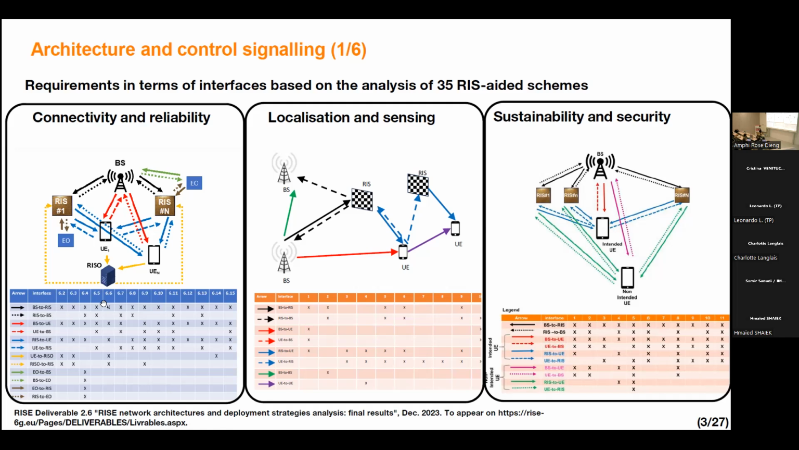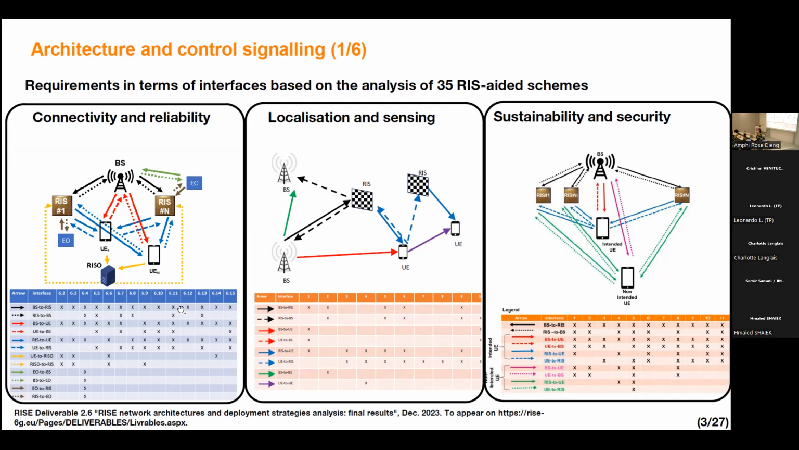And each line is an interface between nodes, with UE's and base stations, that you need to use for control signaling to get your scheme working. If you suppress one of these arrows, the scheme is just not working. So it's a requirement. And on the figure here, you have the synthesis of what is needed to support all schemes. You have it for the three use case families.